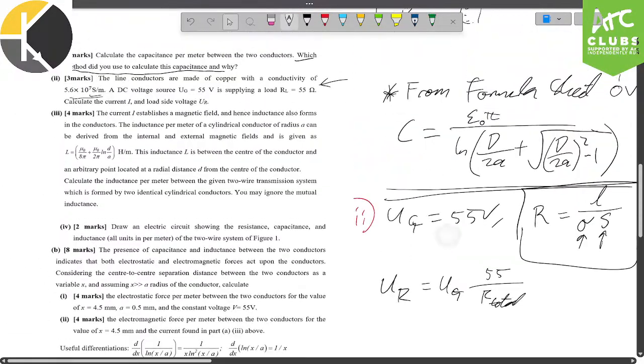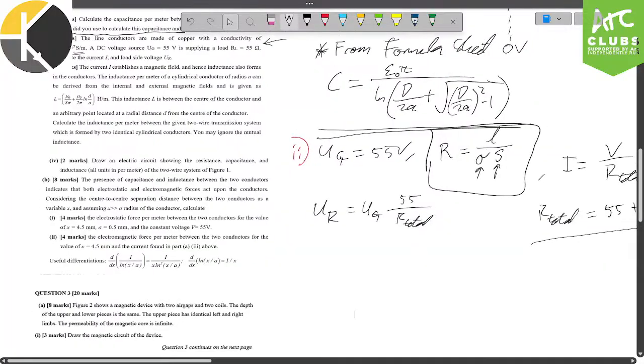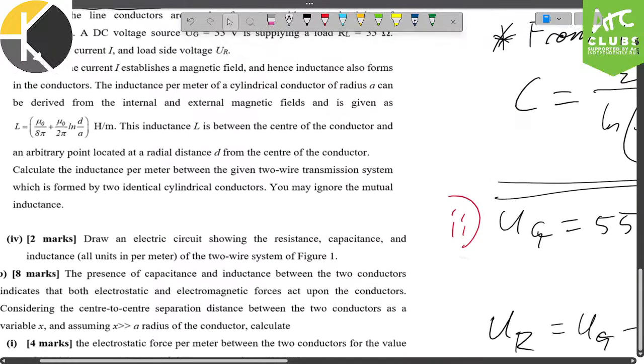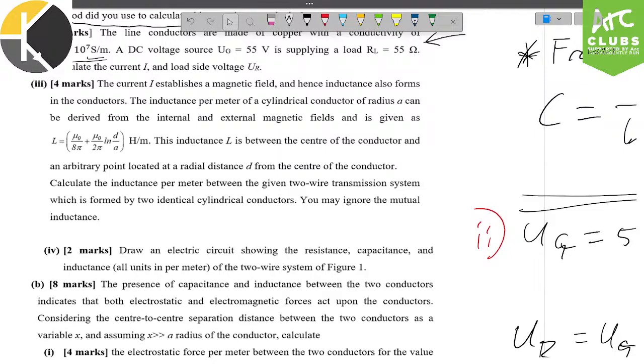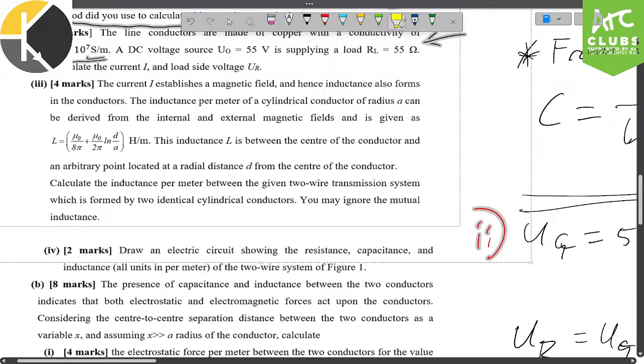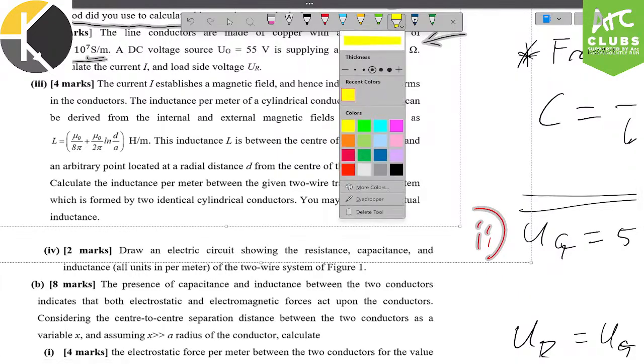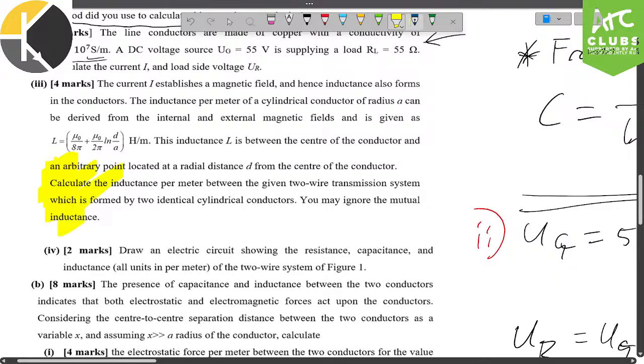And so that's part II. Now there's part III. So this is a little bit of a strange one, but let's go ahead and handle it. So we're given a current to establish a magnetic field. That's what we've calculated. And therefore, an inductance also forms, right? We want to go ahead and determine the inductance per meter of the given two-wire transmission system. So let's go ahead and do this. Let's just highlight the question right here.